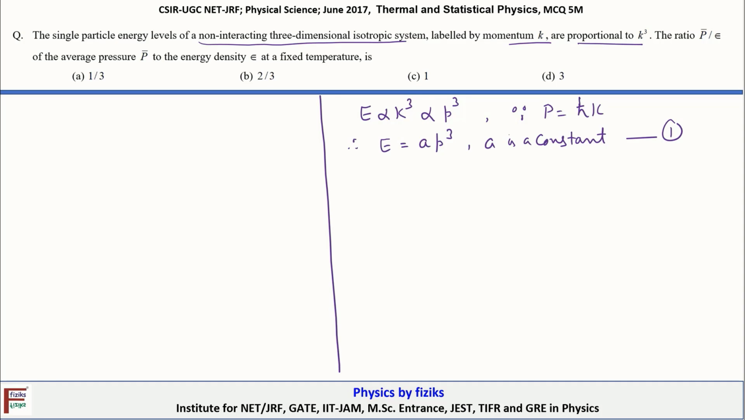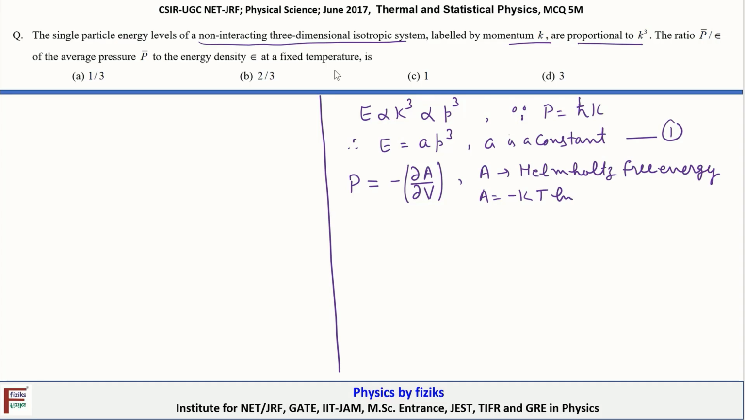Okay, now P and the average energy can be calculated as below. So P is connected to the Helmholtz free energy with this relation: P is equal to minus dA by dV, where A is the Helmholtz free energy. Okay, so A is connected with the partition function by this relationship: A is equal to minus kT ln Z, where k is the Boltzmann constant and Z is the partition function.